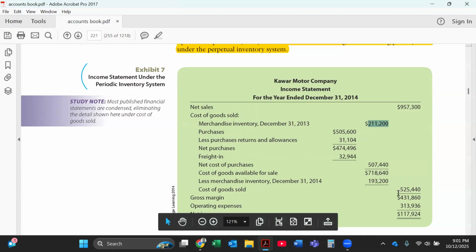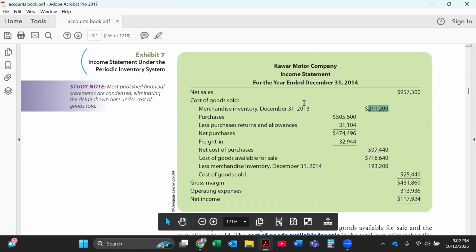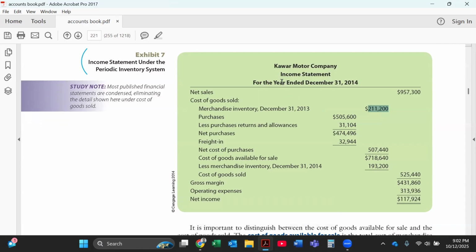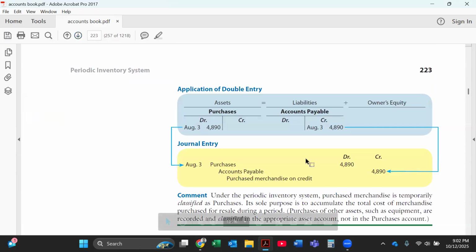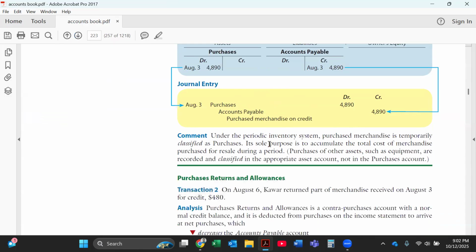At the end of the period, once they know what cost of goods sold is, they're going to take it away from inventory and post it to its relevant account. So we don't use cost of goods sold until the end for the periodic inventory method. Okay, so purchases is used instead of merchandise inventory, and then we have accounts payable.